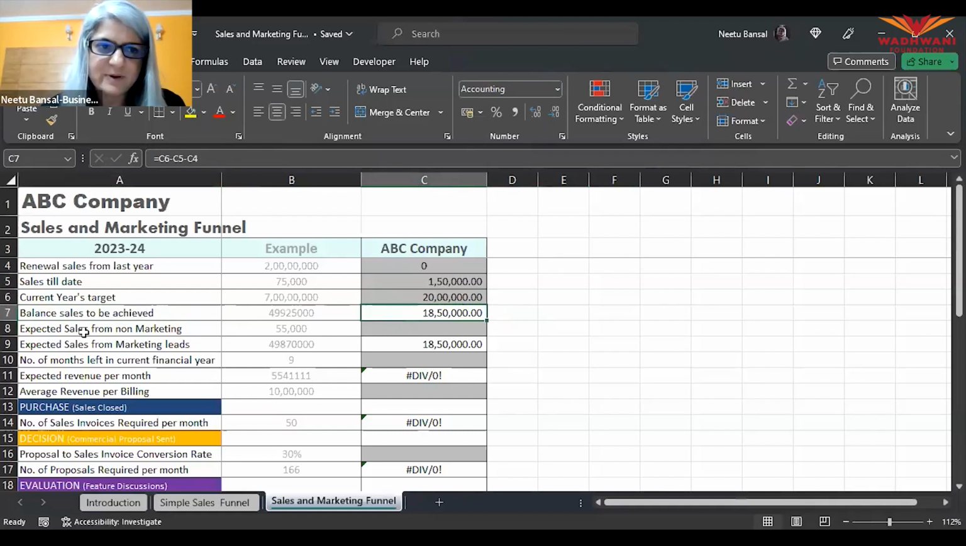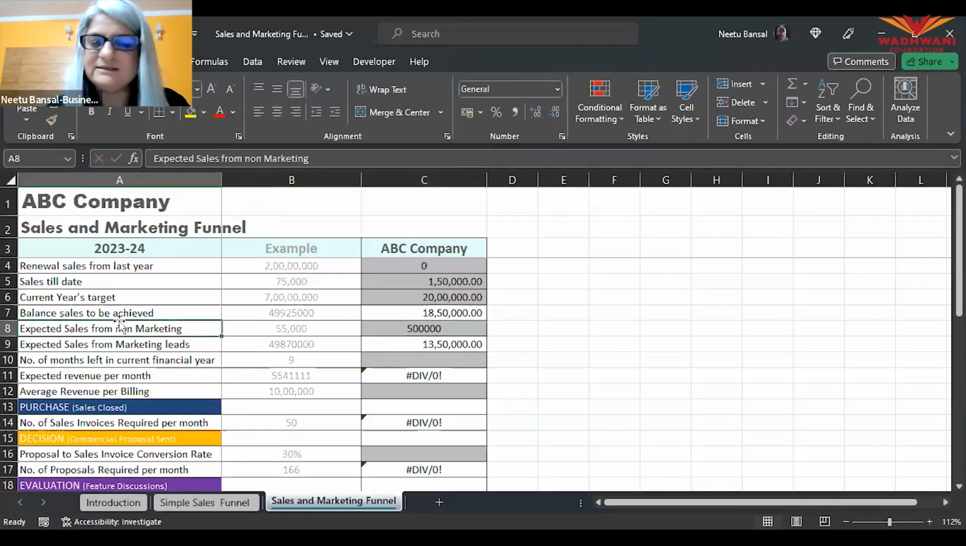Okay, next one is any sales that you're expecting from non-marketing. What that means is, are you expecting any sales to happen without you spending money on marketing? Now this could be references that are coming in, or you already have a pipeline and you know that those guys are going to be signing up. You can put in that amount. So in my example, I am going to say that I have some 50,000 that's going to come to me as sales from non-marketing.